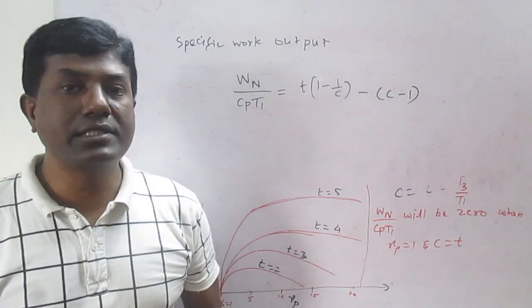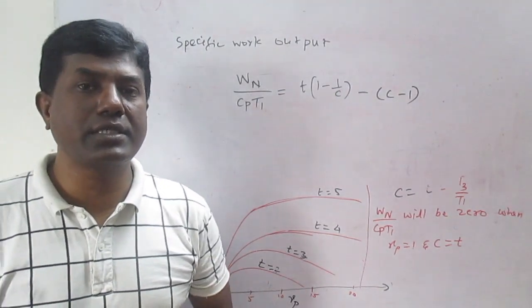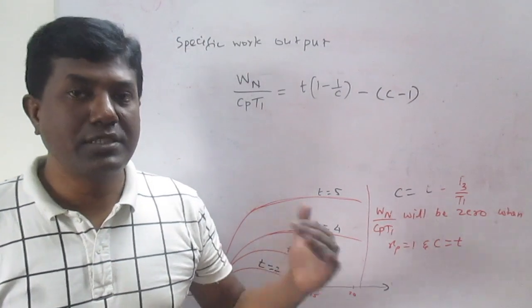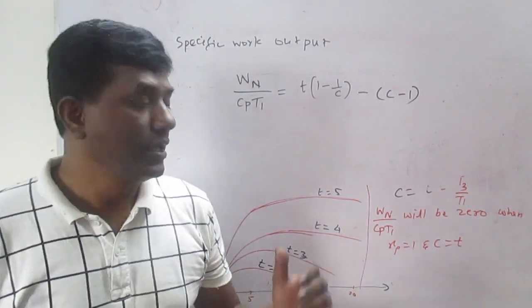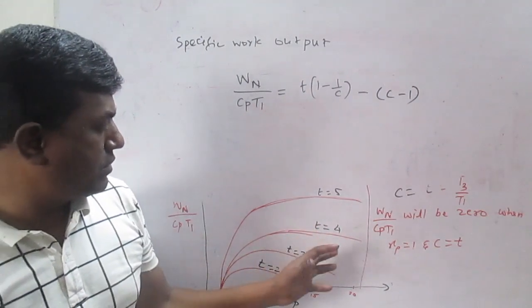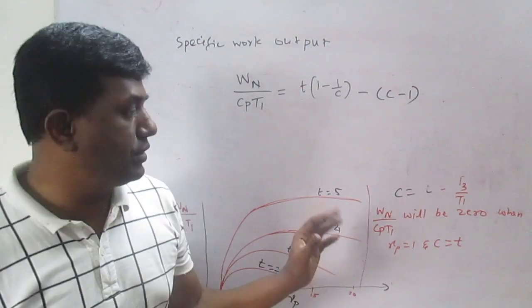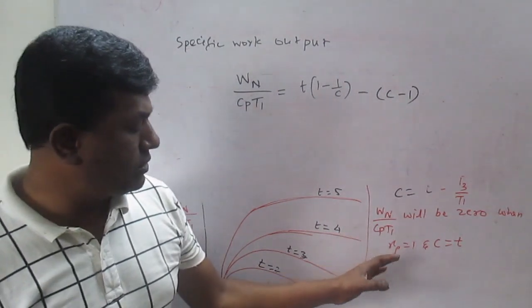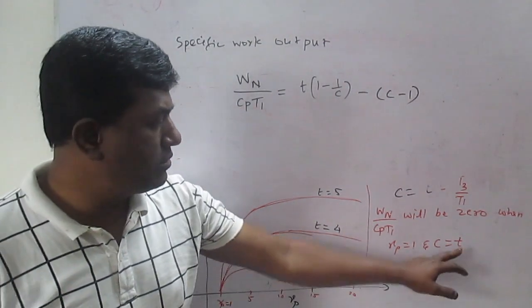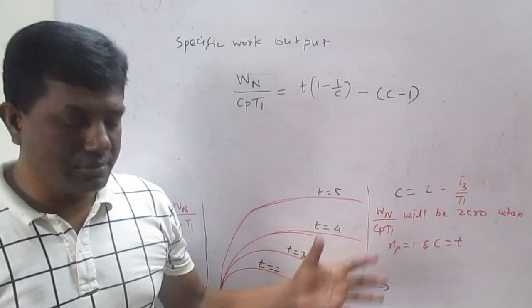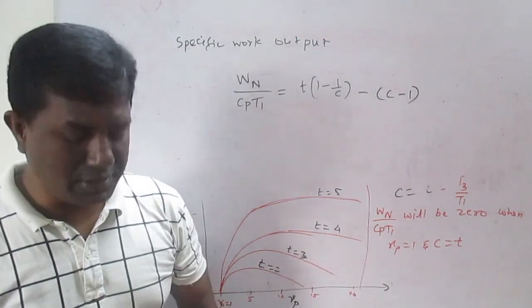Dear friends, this is the continuation of our previous gas turbine cycle analysis. That means we are discussing the performance aspect. We have seen in our previous class the pressure ratio and temperature ratio, nothing but T3 by T1. So how is it involved in the performance?